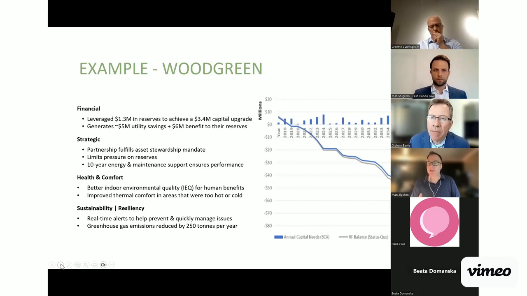whether that was expanding the capacity of their accounting team to account for this on an energy savings basis, or training their operations team to take more of a preventative maintenance approach. These are some of the implementation things that are also critical to the success of your business case and your investment decision.